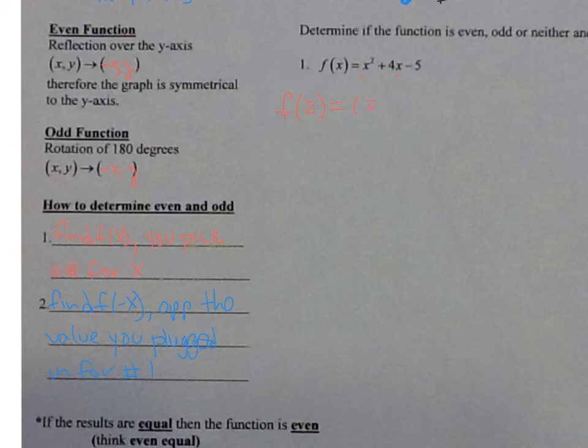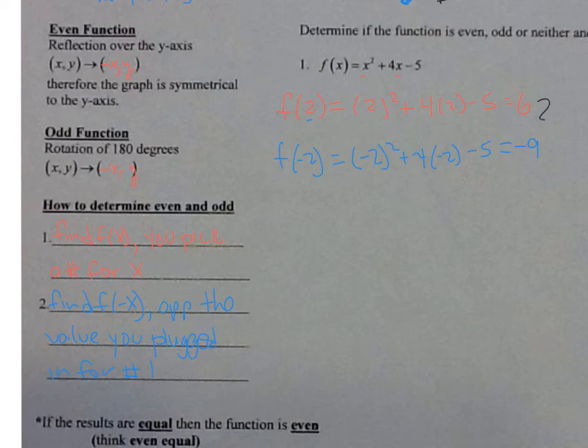So I have 2 squared plus 4 times 2 minus 5. Now you could plug that right into your calculator, and what you get is 6. Now you have to do that same number 2, but opposite of that. So f of negative 2. And you're going to plug that in. Negative 2 squared plus 4 times negative 2 minus 5, and you get negative 9.